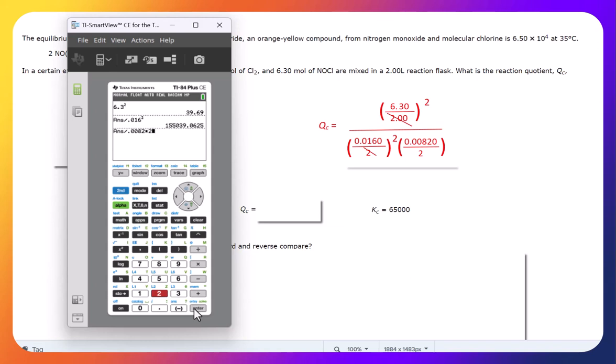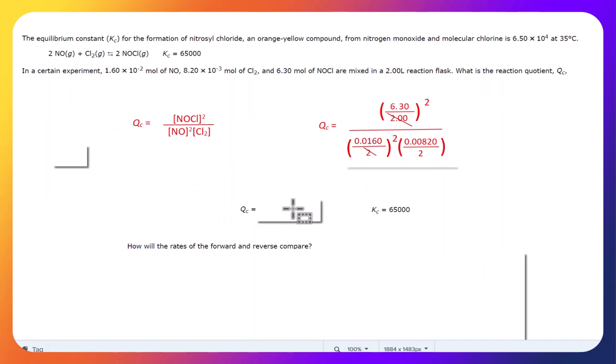Again, I expect a large answer, and indeed I get one. Let's see. 1, 2, 3. I get 3.78 times 10 to the 7. And let's see if that's the correct answer. I'm going to grab my little tool and find out if I get 3.78 times 10 to the 7. This is a big number. This is 38 million compared to the 65,000 I should have gotten.